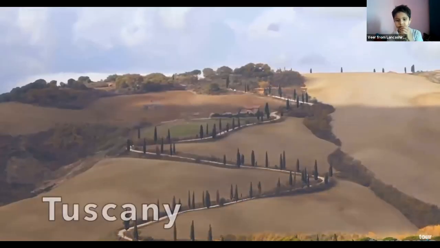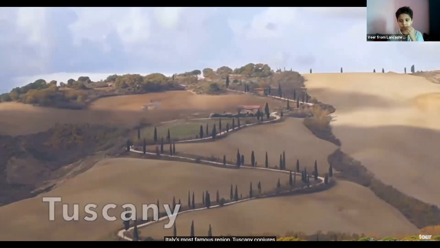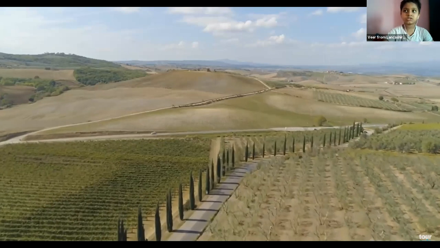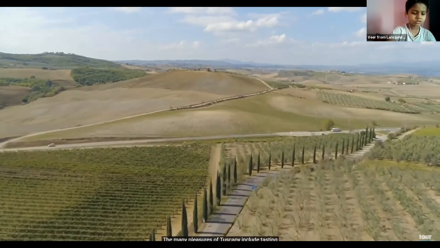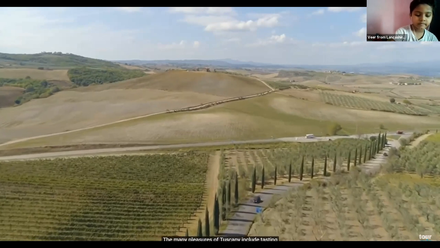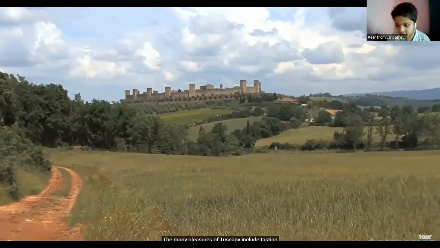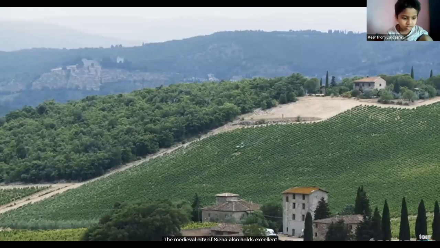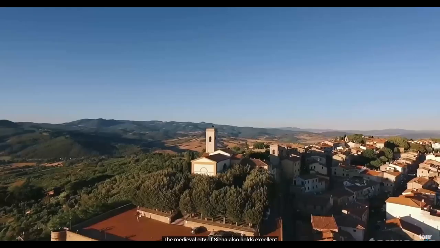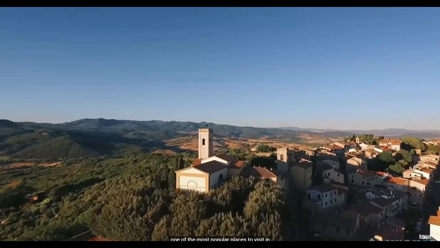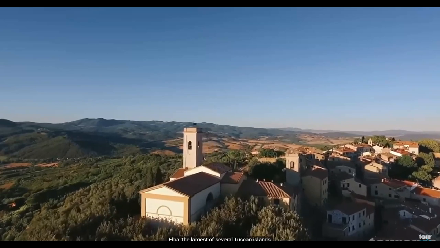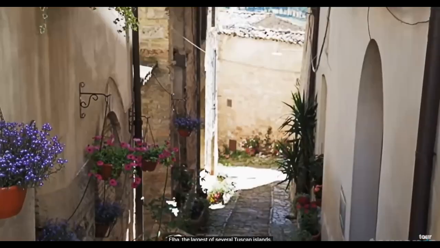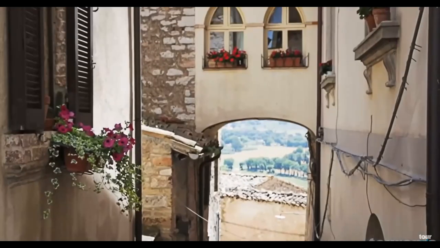Number 2. Tuscany. Italy's most famous region, Tuscany conjures images of beautiful rolling hills, olive groves, vineyards, and cypress trees. The many pleasures of Tuscany include tasting wine in Chianti, simply relaxing in hill towns such as San Gimignano, or exploring Renaissance art in Florence. The medieval city of Siena also offers excellent works of art, while its historical center is one of the most popular places to visit in Italy. Elba, the largest of several Tuscan islands, offers great beaches, while Pisa is world famous for its Leaning Tower.